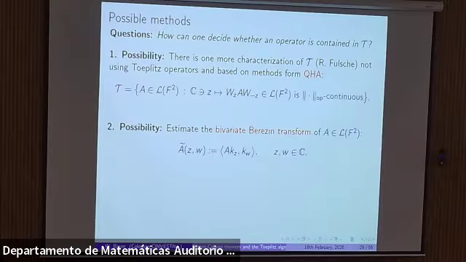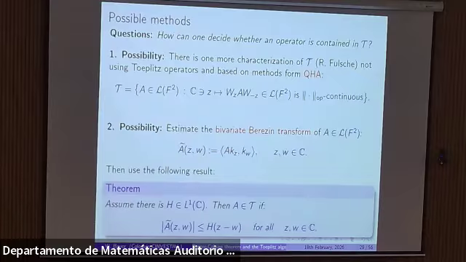And the other thing is to use maybe this fact that the kernel should be sufficiently localized. So we may look at the operator, we form the bivariate Berezin transform, which is this thing here, which appeared many times now, and then we can use the following result, which is just a sufficient criterion.